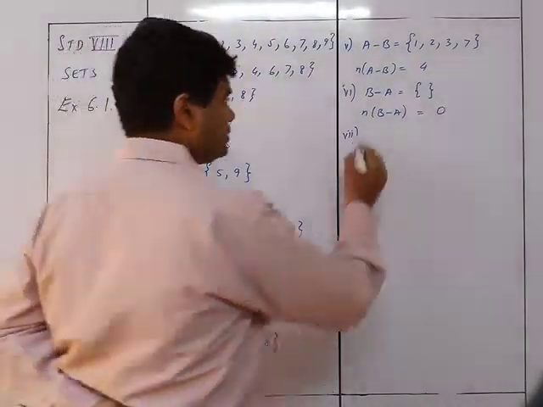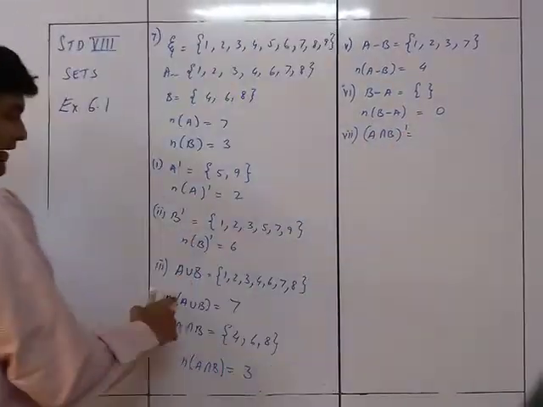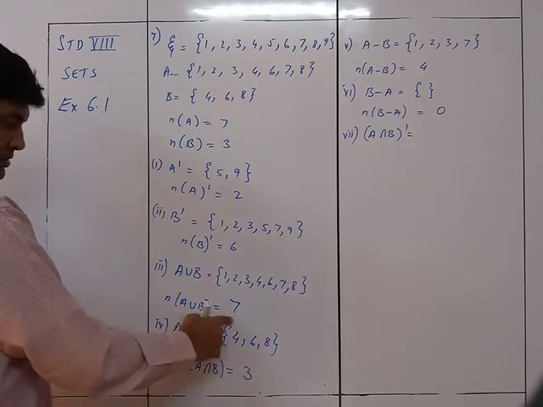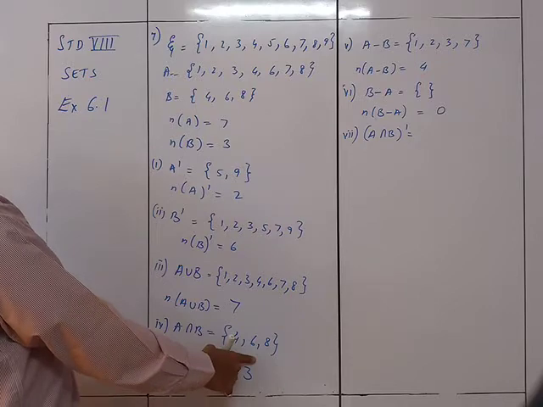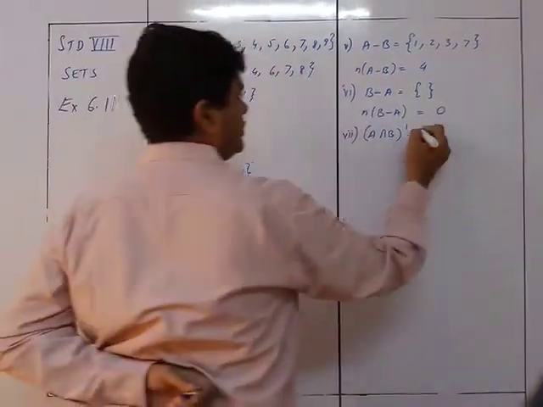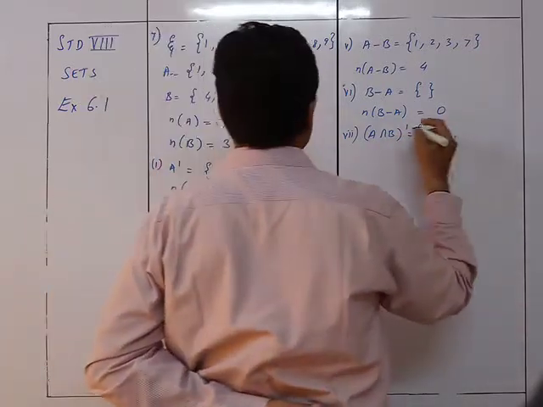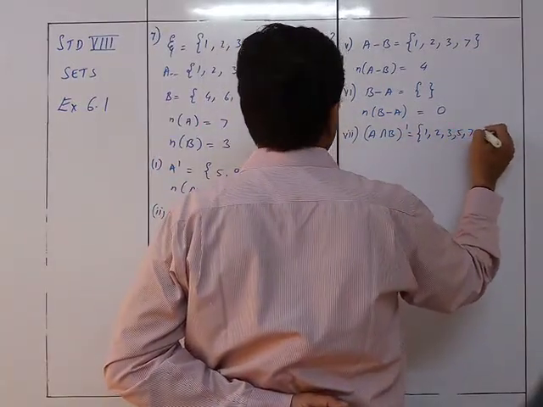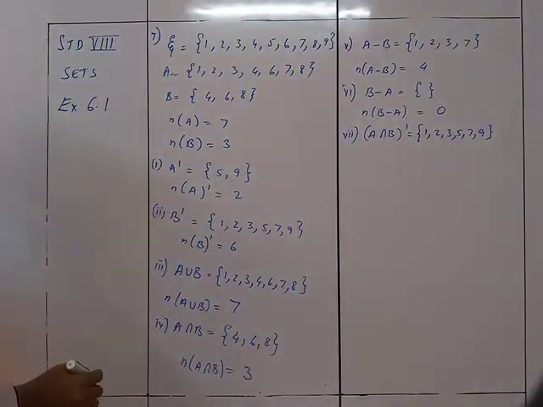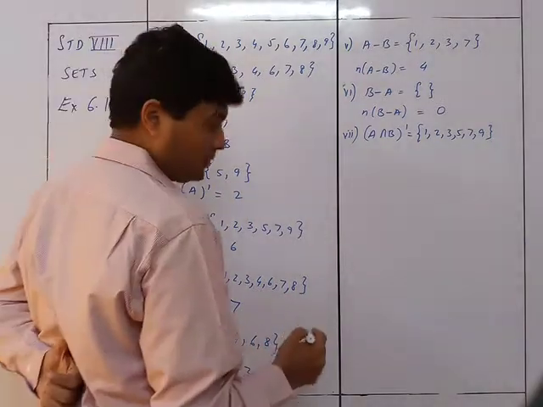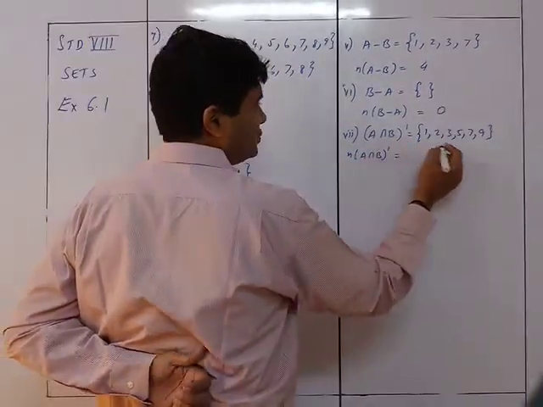The seventh is A intersection B dash. We have A intersection B as 4, 6, 8, so B dash will be 1, 2, 3, 5, 7, 9. So A intersection B dash is the elements 1, 2, 3, 5, 7, 9 that are in A, and n(A intersection B dash) is equal to 6.